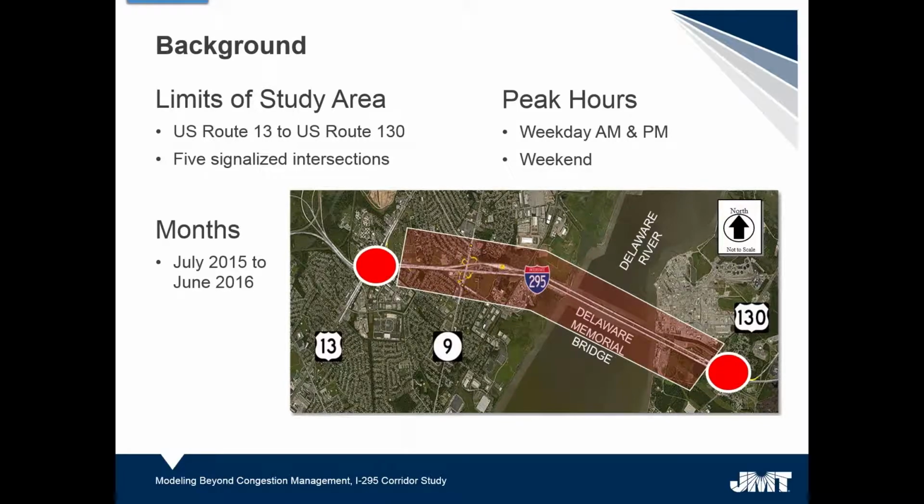I-295 is comprised of 4 lanes in each direction roadway. And along this segment is the Delaware Memorial Bridge. Just south of the bridge, along the southbound side, is also a toll plaza. And within this study area, there are also 5 signalized intersections. The peak hours that we analyzed were the weekday AM and PM, as well as the weekend. And the months that we analyzed were July 2015 to June 2016.